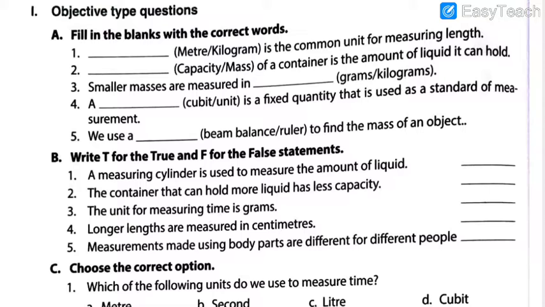Anyways, your time starts now. 5, 4, 3, 2, 1 and 0. Now moving on towards the last question, and then you're going to get the answer for all these 5 questions. Question 5 is, we use a dash to find the mass of an object. So to find the mass of an object, what do we use? Beam balance or ruler? Again, it is very easy if you think properly. You recall the things we have discussed.